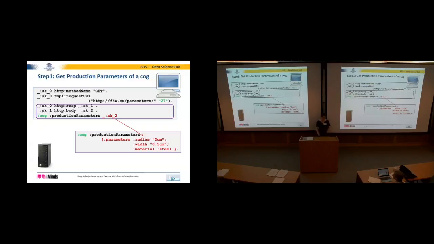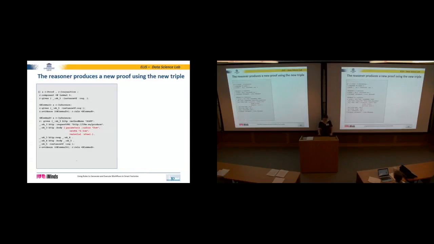And using this data, we could then start the reasoner again. And then the reasoner could provide a new proof. And the interesting part of this new proof is that it is shorter. So that one step we had before is not there anymore. And we could now really have a new step 1, a new executable step, which would be sending the parameters to the machine to produce the part.